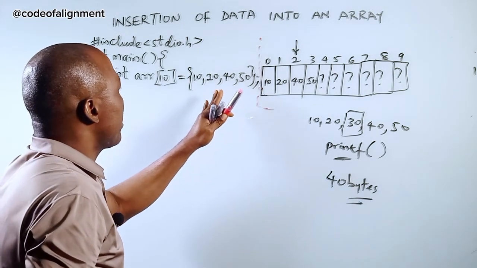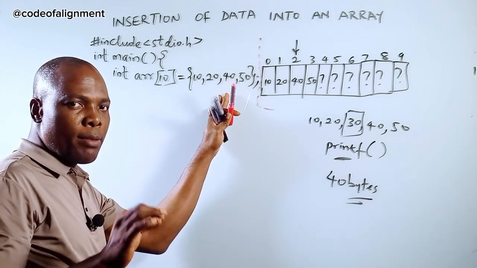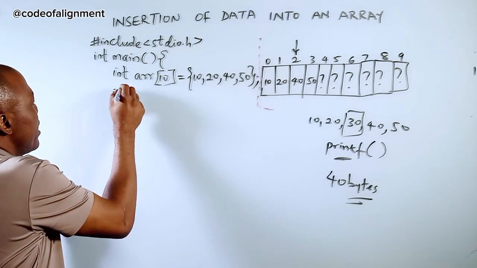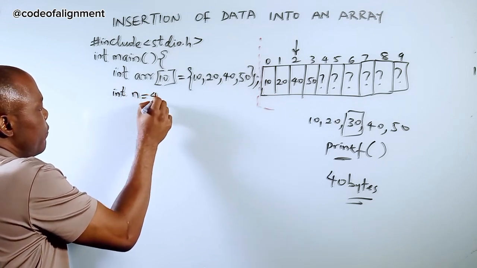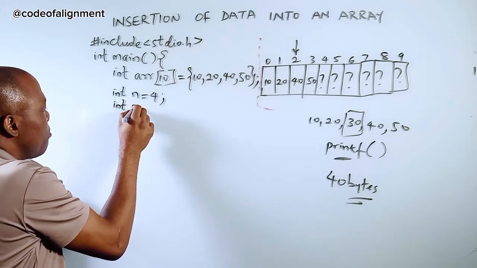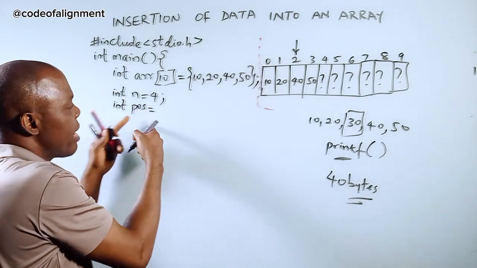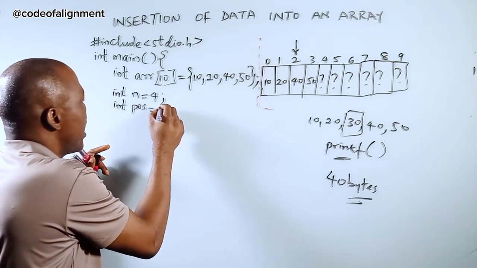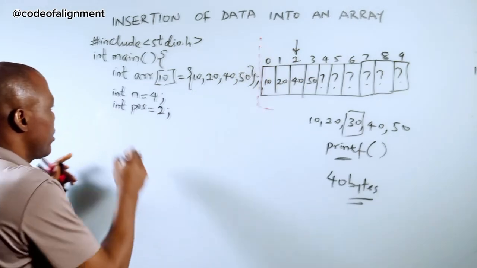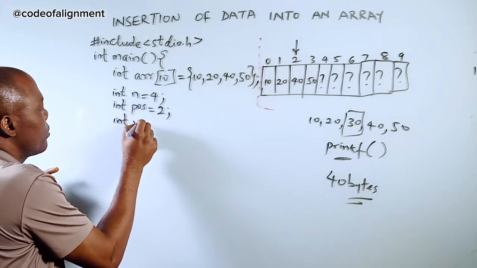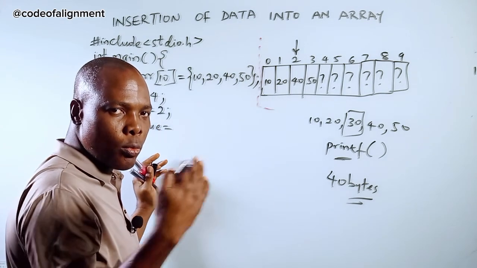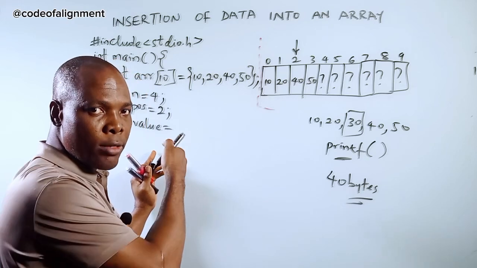Now, I need to also tell the system that I'm supplying only 4 elements. So that is why here I will declare int n, and I will say 4. So I'm supplying only 4 elements. Then I will say int pos, that is position. Where do I want the new element to be inserted? At index 2, which is this position. Then int value. The value that I want to supply, I can ask the user to put in at runtime, but I want to hard code it into the system.